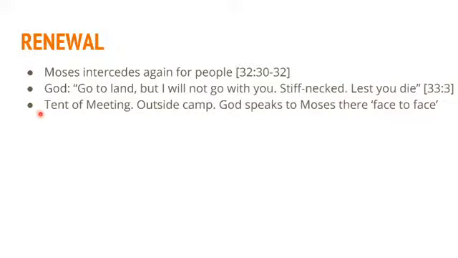But next we have something called the tent of meeting. And this tent of meeting is very, very important. There are some important things to learn from it. So the tent of meeting was a tent that Moses used to set up on the outside of the camp, right? And in that tent is where God would speak to Moses. In other words, God would manifest his presence in that tent outside the camp, and there is where God would communicate with Moses.